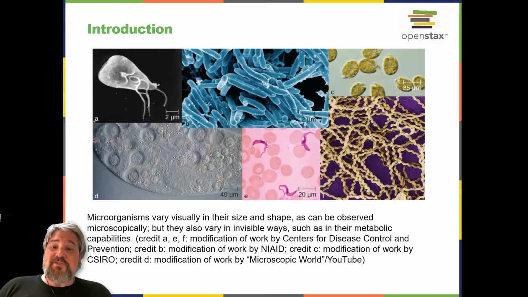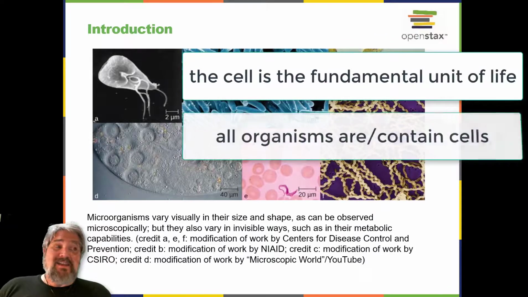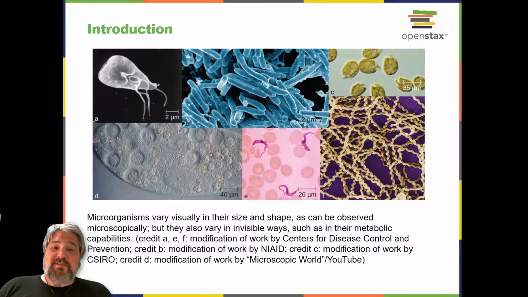In the 17th century, observations of microscopic life led to the development of cell theory: the idea that the fundamental unit of life is the cell, that all organisms contain at least one cell, and that cells only come from other cells. Despite sharing certain characteristics, cells may vary significantly.